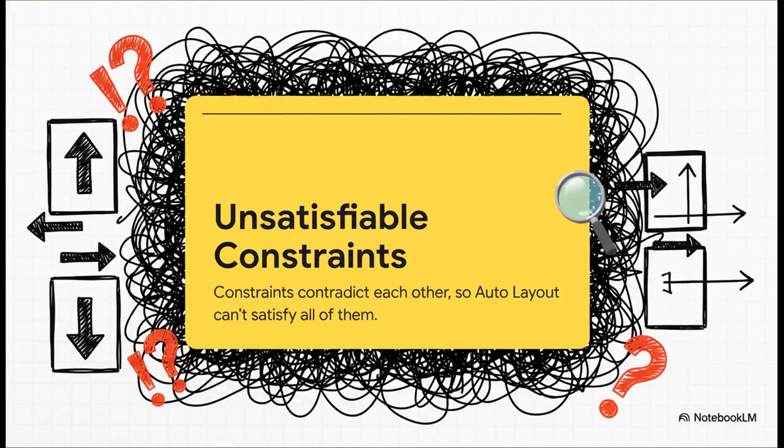Our number 1 suspect is the most straightforward. This happens when you've given the system 2 or more commands that are just impossible to follow at the same time. Think of it like telling a box to be exactly 100 pixels wide and 200 pixels wide at the same time. You can't do both. You've basically created a paradox for the layout engine, and it has to break one of your rules to escape.